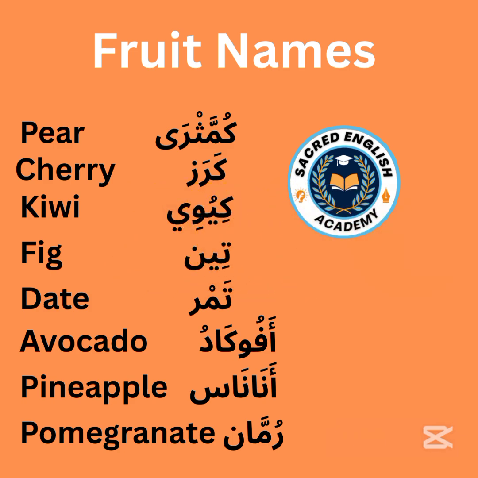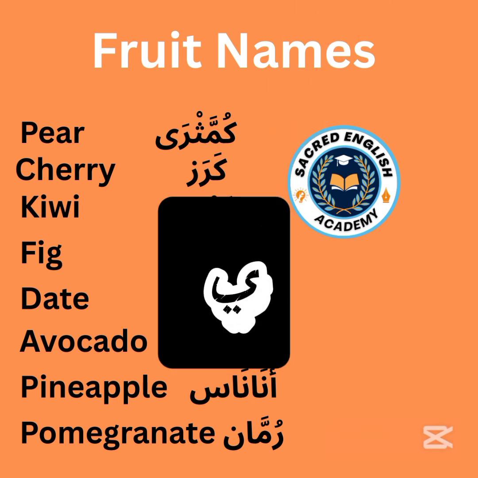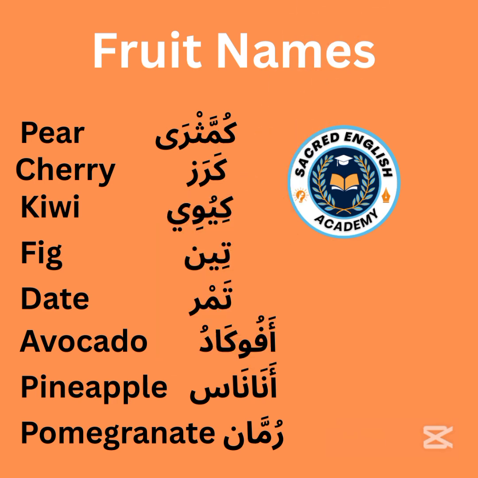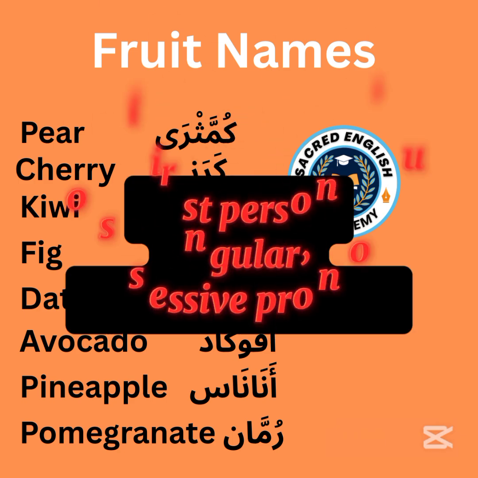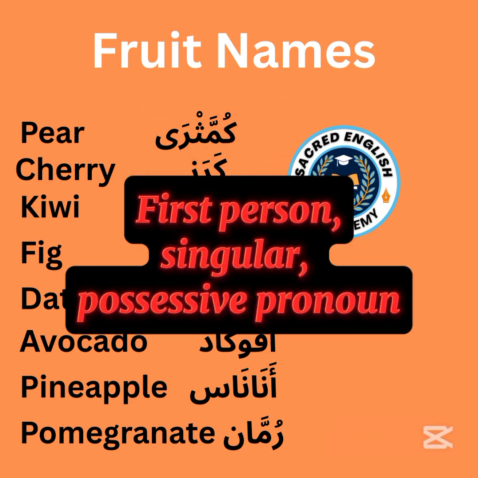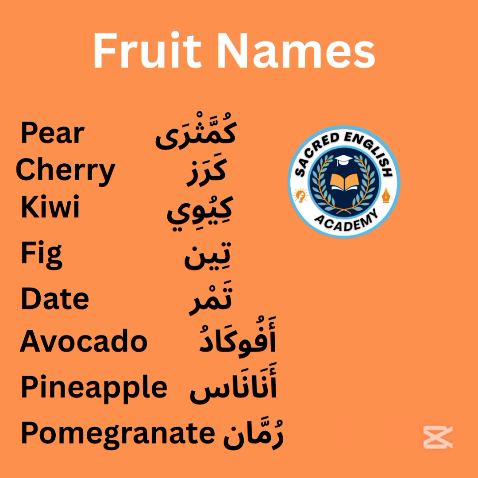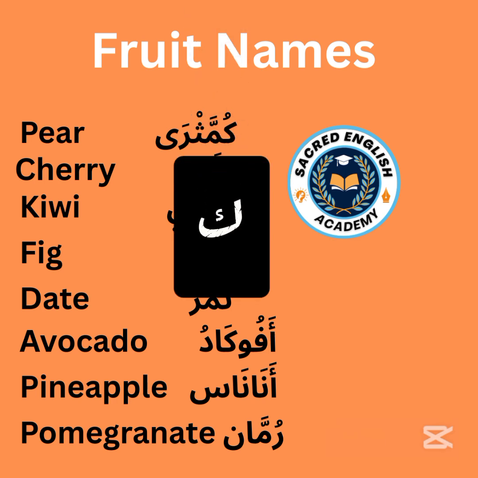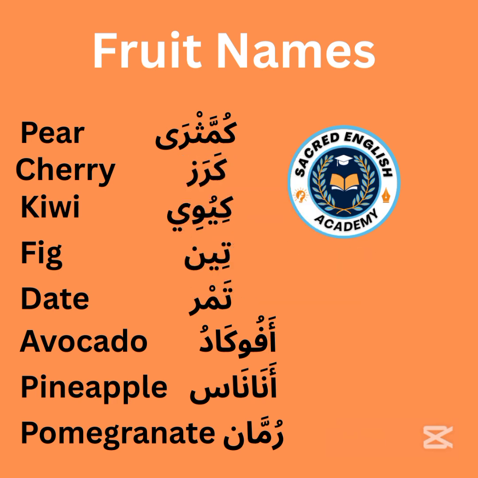Yesterday we learned how to say my apple, my pear, my cherry, my book in Arabic. And I told you that you have to put only choti ye at the end of each noun, and that would create a sense of first person singular possessive pronoun. But in today's class, you have to put only kaf zabar ka at the end of each noun.